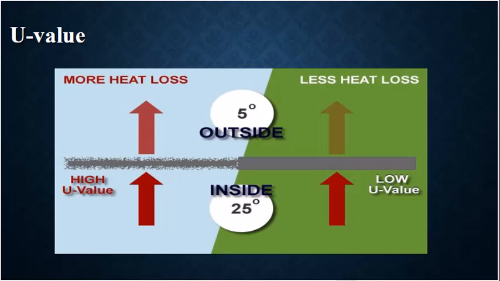The U-value measures the rate of heat transfer through building elements like walls and windows. A lower U-value indicates better insulation performance, reducing heat loss in winter or heat gain in summer. Understanding U-values helps select materials that enhance thermal performance.